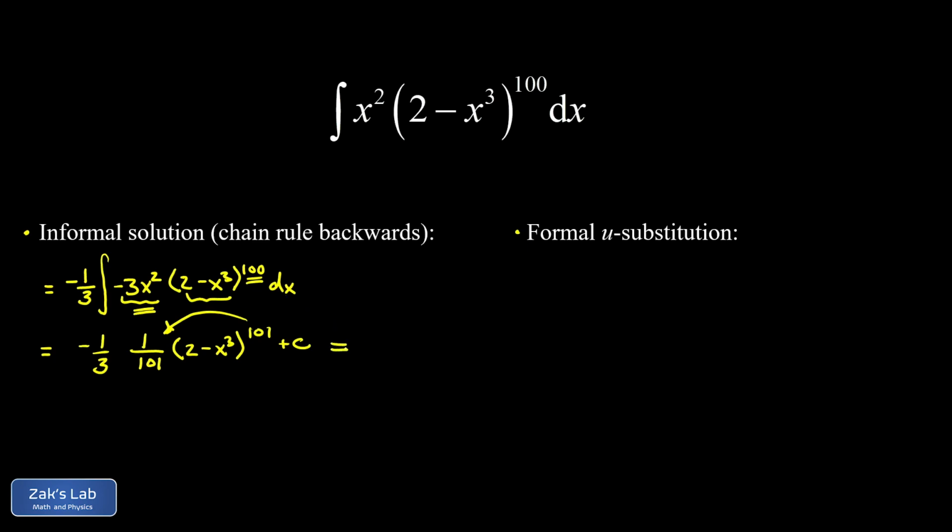Finally, we should probably clean things up a little here. I'm going to write this as 2 minus x cubed to the 101st power divided by 303. And there's a minus sign out in front of it. And don't forget to put a plus c on there.